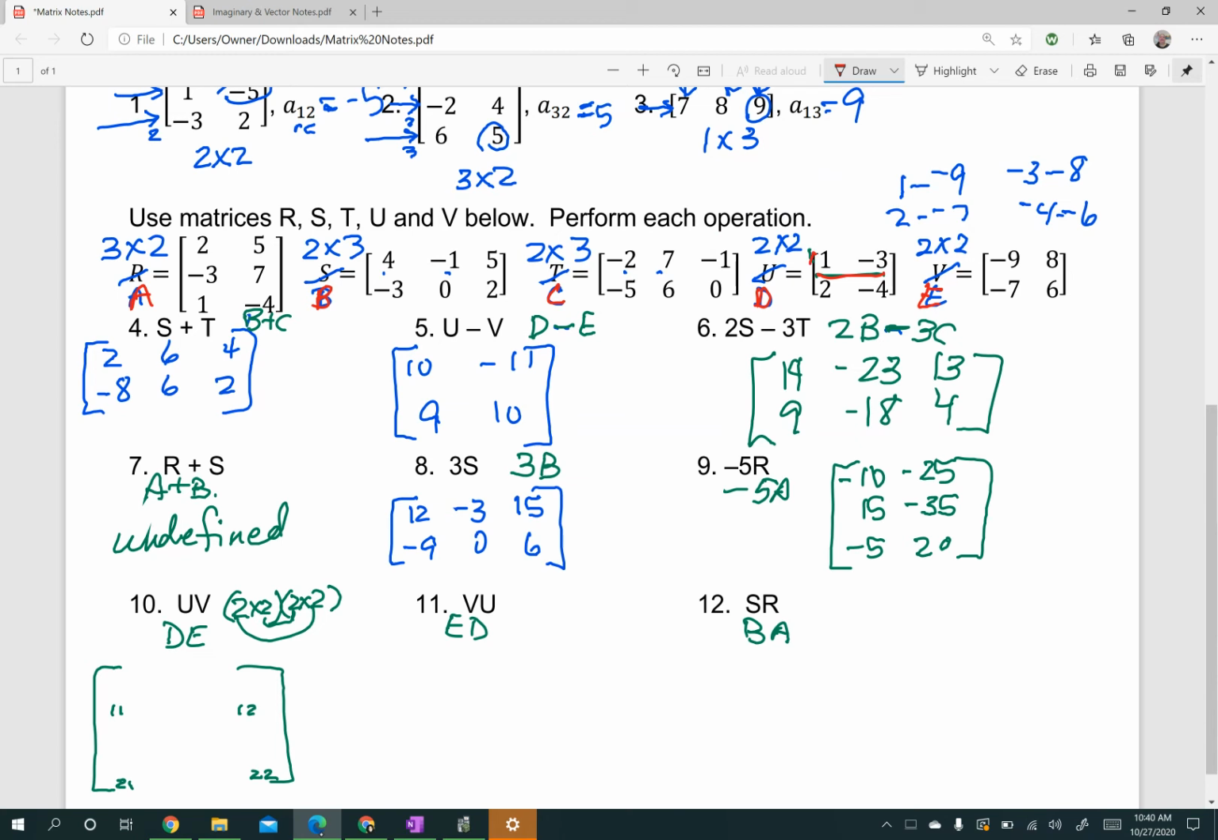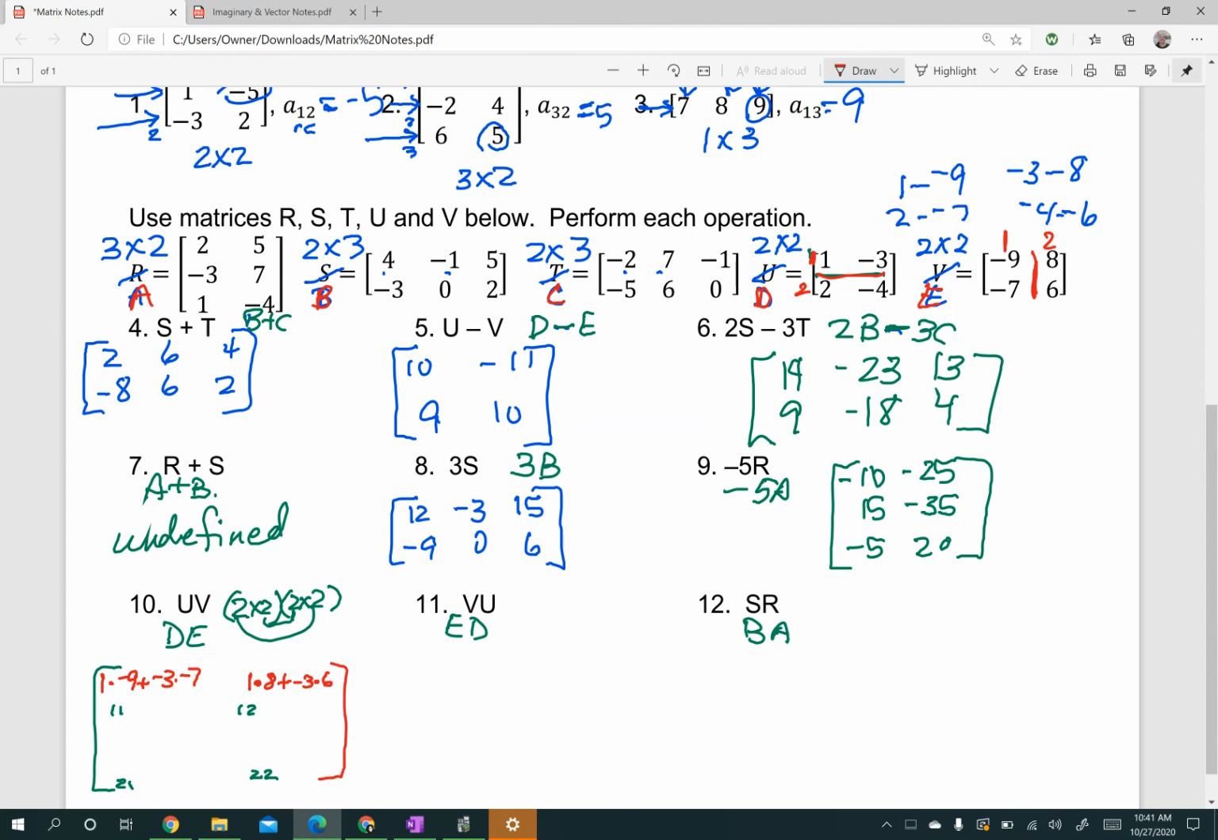So I want the first row, and in the first matrix it's rows and in the second matrix it's columns. So I'm going to do the first row times the first column to get this first position: 1 times -9 plus -3 times -7. Then for the second position, I'm going to do 1 times 8 plus -3 times 6.